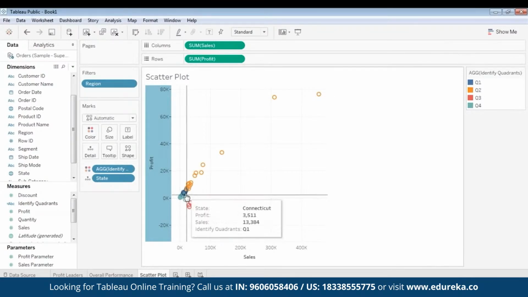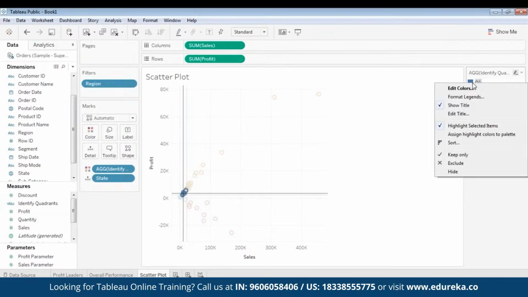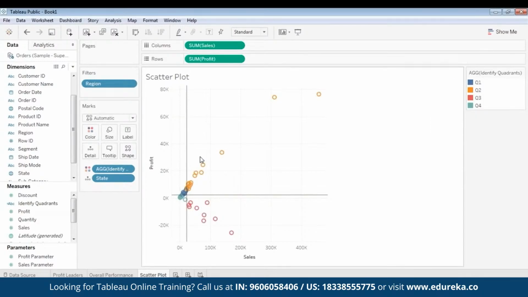Your Q1 is blue in color, your Q2 is yellow in color. You can change the color, guys. You can just click on this, and if you want to change the color, you can change it. You can edit colors. Just right click on this and click on edit colors. You can change the color of the quadrant as you like. Let me just double click here.